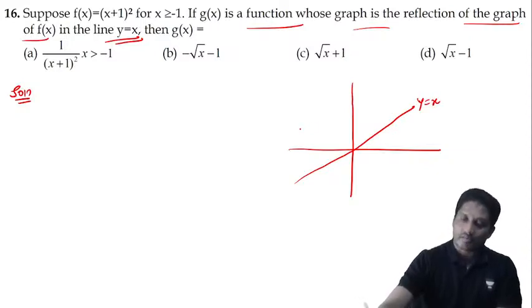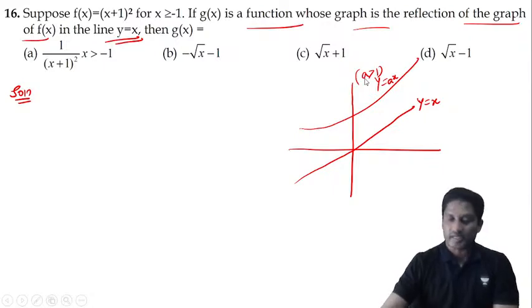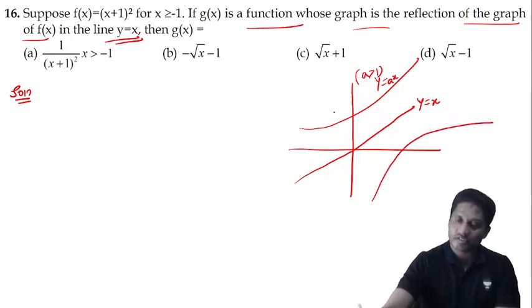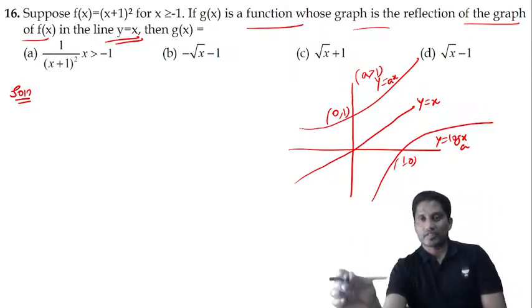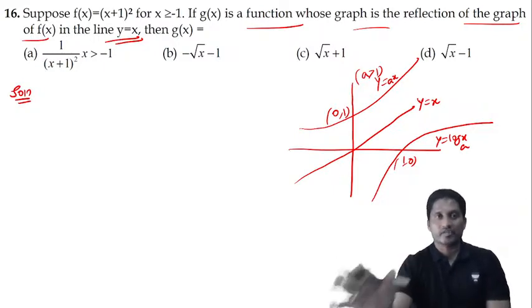Suppose this is y is equal to a power x, where a is greater than 1. If y equal to x is a mirror, the reflection of this with respect to the mirror will be the log function only. This point is 0 comma 1, and this function will pass through 1 comma 0. This will be y is equal to log x to the base a. The logarithmic function and the exponential function are inverses of each other with respect to the line y equal to x.